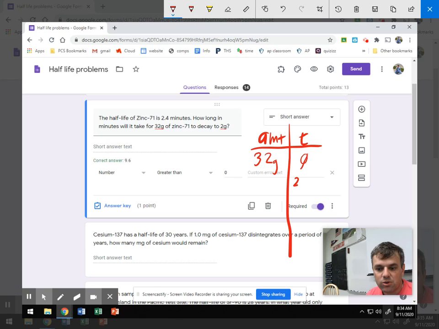Well, after 2.4 minutes, we would have half of that, or 16 grams. After another 2.4, or 4.8 minutes, we would have 8 grams. Then after another 2.4 minutes, that would be 7.2, we would have 4 grams. And after another 2.4 minutes, which is 9.6 minutes, we would have 2 grams, which is why 9.6 is the correct answer. So I hope that one helps.